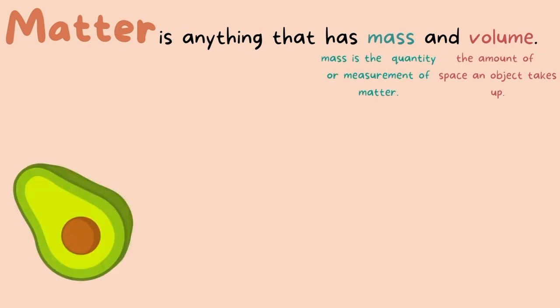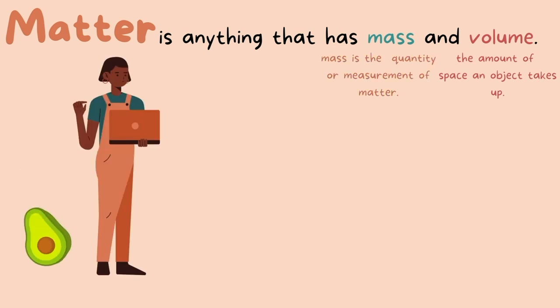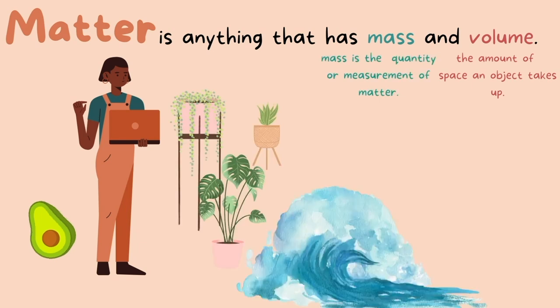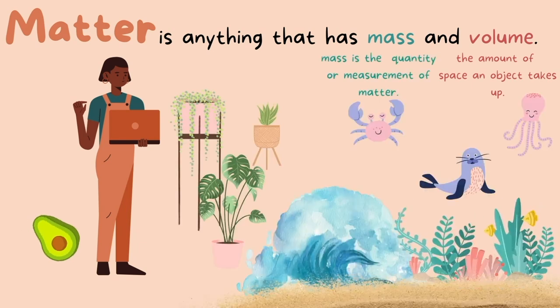For example, this avocado is considered matter because it has weight and takes up a certain amount of space. How about this girl and her laptop? Are they matter? Yes, the girl is made of matter, so is her laptop, and so is everything else attached to her. These plants are also made of matter. This ocean, the sand, and all the animals that are here, these are all made of matter.